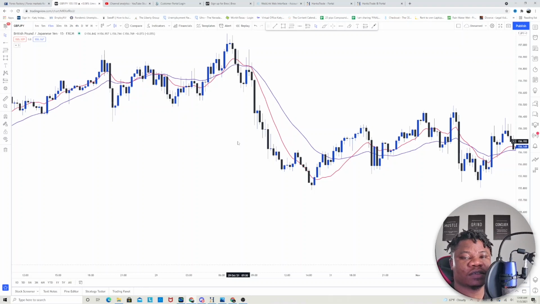For this scalping strategy, we're going to be using two indicators, and we're going to be looking at this strategy using the 15-minute time frame.